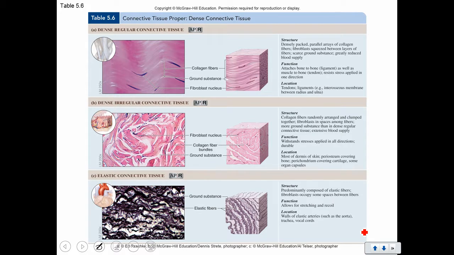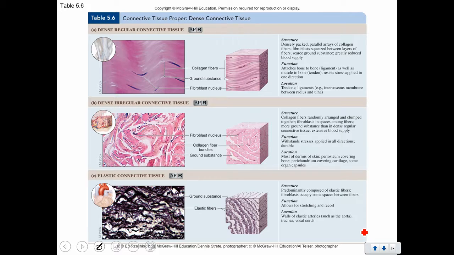The reason why we call it dense is because compared to the loose connective tissues, how much stuff is in between the fibers? Look at the top picture. How much stuff do you see between those fibers? A lot or a little? Very little, right? So these are called dense connective tissues because there's a lot of fibers and nothing else. When you look at adipose connective tissue, there was not a lot of fibers and a lot of cells. Here, you don't see a lot of cells. You don't see a lot of the ground substance. All you see is a lot of the fibers.